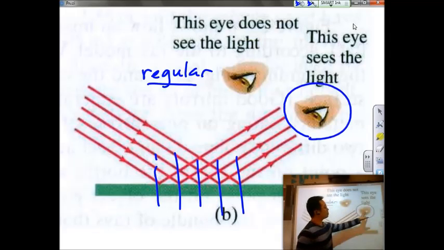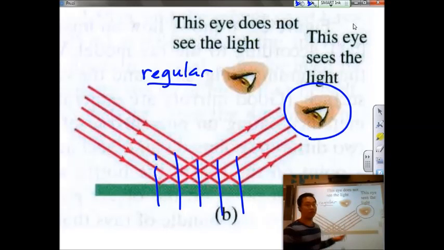So only the person who's looking inside this mirror would be able to see the image of whatever is incoming itself. A person standing somewhere else would not see the exact same image. They would not see anything at all, possibly.